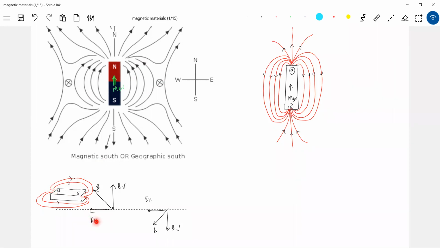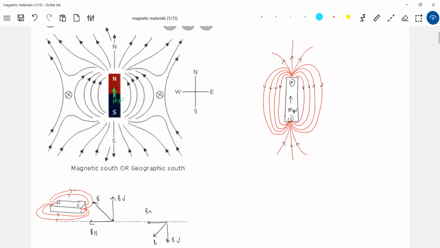Now when I place such a bar magnet in Earth's magnetic field, the resultant field surrounding the bar magnet will be like this. And there are 2 points. This is a null point, and this is also a null point. These are the two null points which I obtained. That cross mark I'm putting is a null point. What do you mean by null point? The net field will be 0.